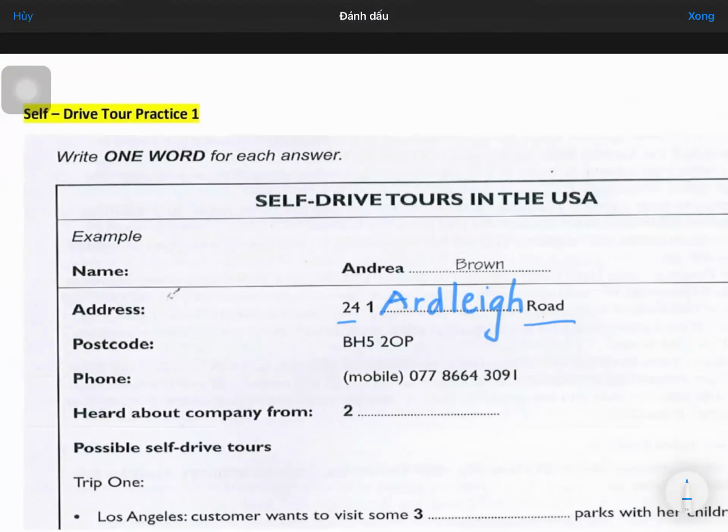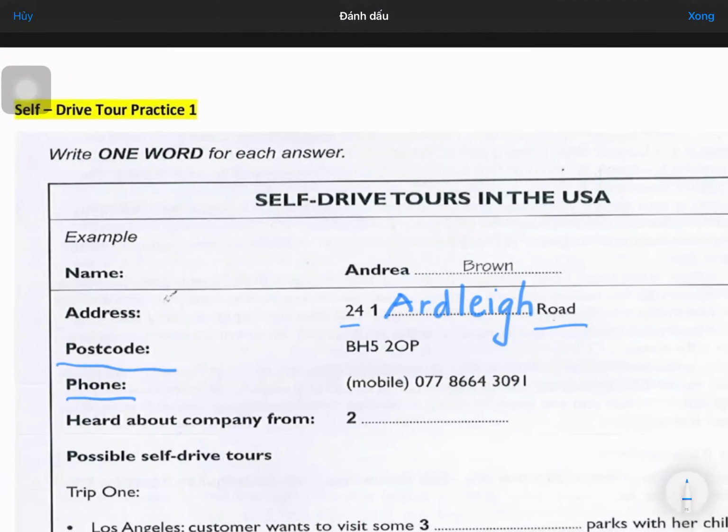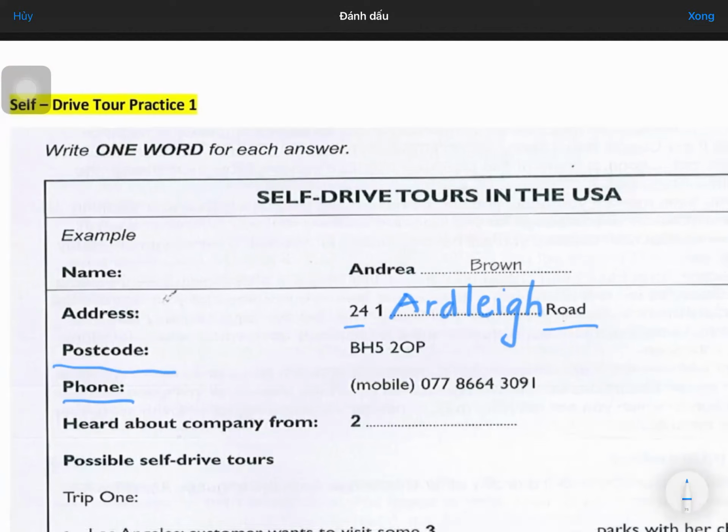Here, the man collected some other pieces of information like the postcode and her phone number. And also now he wanted to know where the lady heard about the company, the source of information. I would like to ask Chen Hương Giang, please.